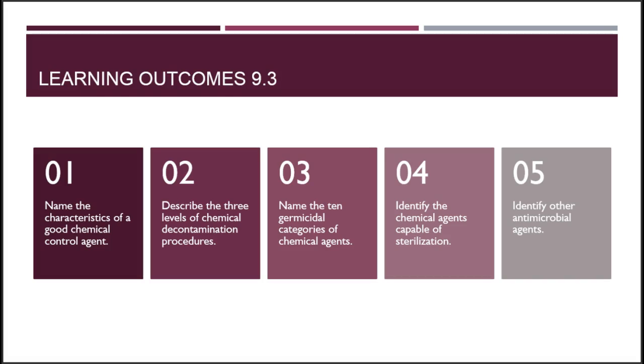There are 5 learning outcomes for this mini lecture. First, name the characteristics of a good chemical control agent. Second, describe the 3 levels of chemical decontamination procedures. 3, name the 10 germicidal categories of chemical agents. 4, identify the chemical agents capable of sterilization. And finally, identify other antimicrobial agents.